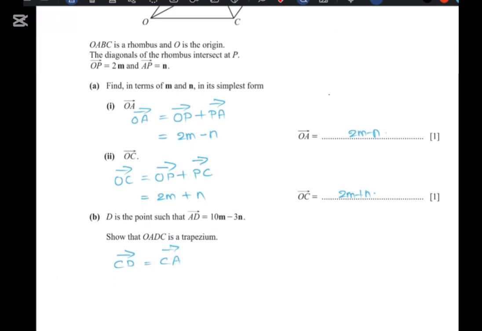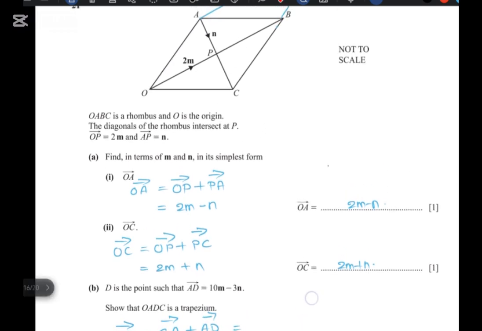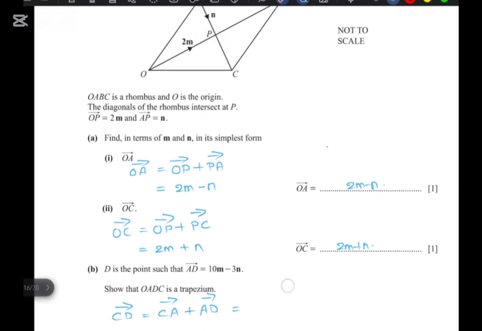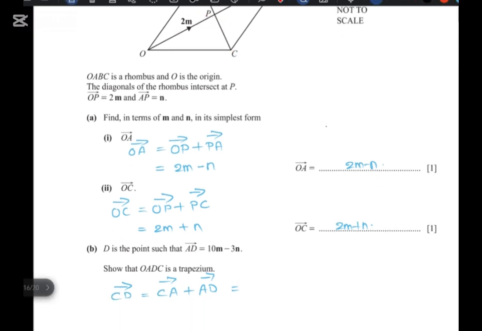CD is CA plus AD. Now CA will be the opposite direction of AP. That means CP and PA. CP is negative n, PA is negative n, so minus 2n. So CA is minus 2n. Then AD is already given, 10m minus 3n. So now this will be 10m, and minus 2n and minus 3n is minus 5n. You can take 5 common here. So 5 into 2m minus n.